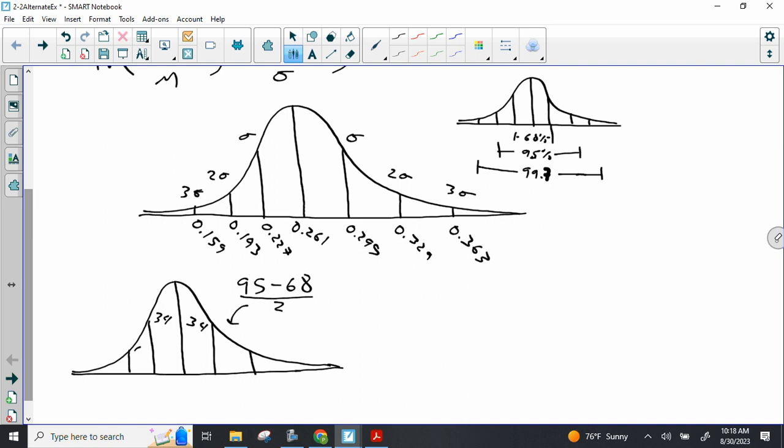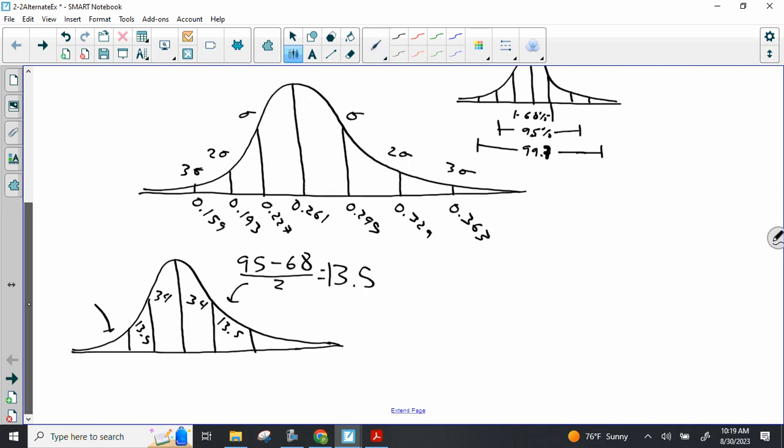All right, so this one is 13.5. So this is 13.5. This one's 13.5. And then to figure out this last little piece of my normal distribution, I'm going to take my 99.7 and subtract the 95 divided by 2. That's going to give me that one.